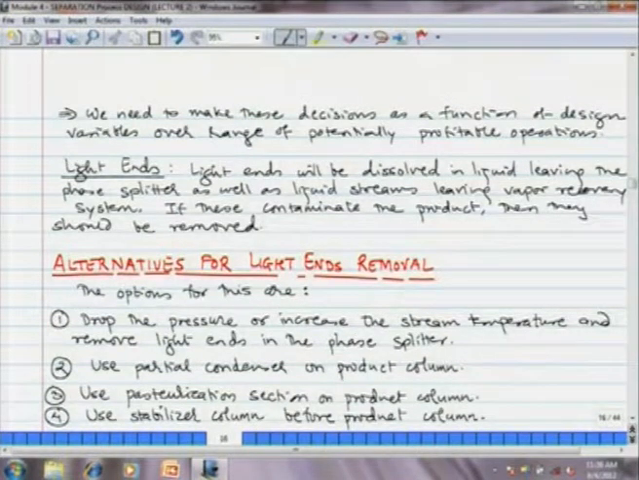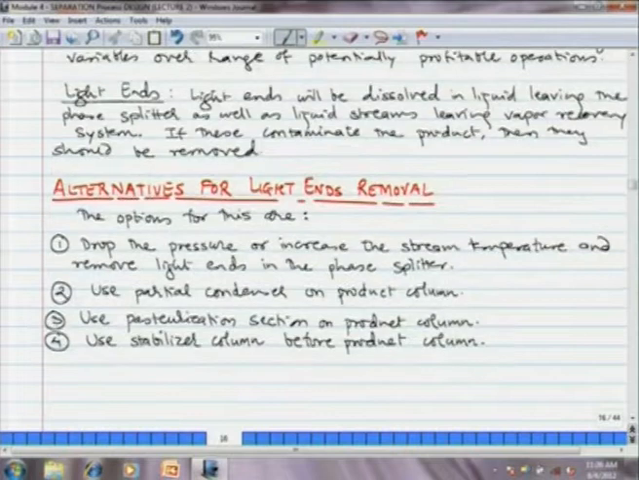Now, what are the alternatives to distillation for removal of light ends? First option is obvious: drop the pressure in the flash drum itself or increase the stream temperature and remove the light ends in the phase splitter. The solubility of these light ends, which are essentially gases, as I told you, decreases with temperature. So, if you increase the temperature or if you reduce the pressure, then this desorption occurs, and then you can remove the light ends.